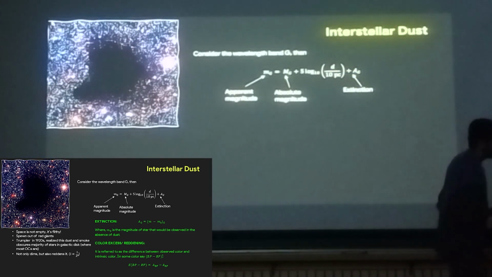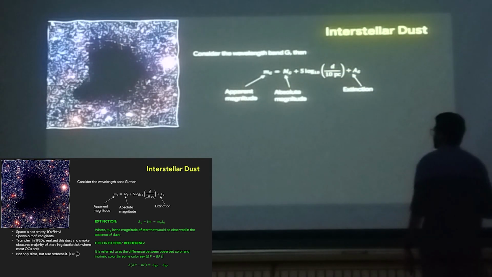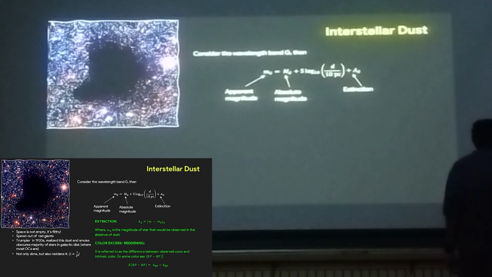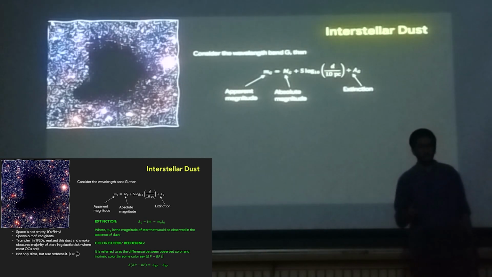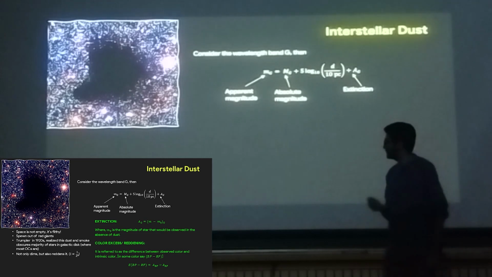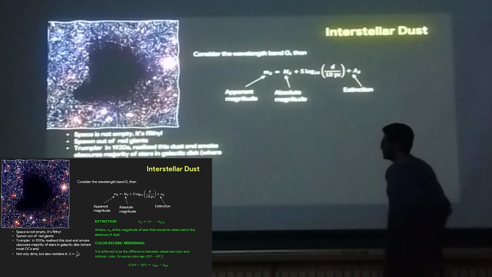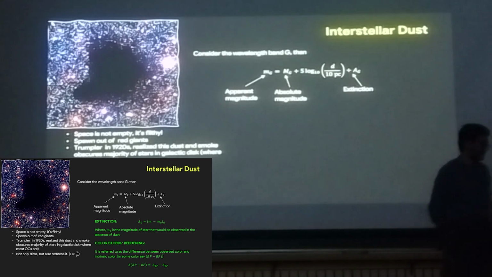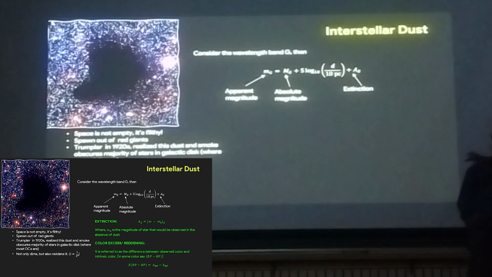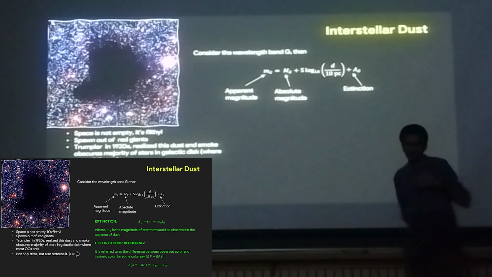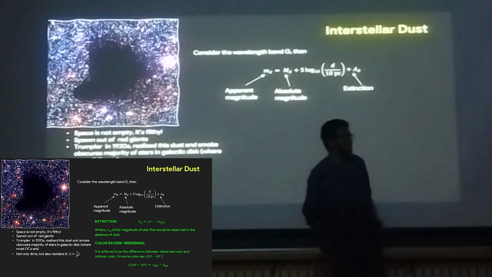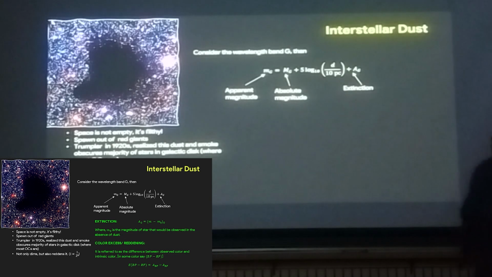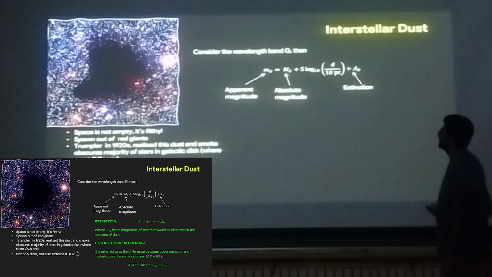Extinction just refers to the dimming of starlight due to interstellar dust. You see, space is not empty; it's filled. It's very filthy. So if this filthy dust were compressed to the density of air, then it wouldn't be visible. It's so filthy. And this is a photo of the famous Barnard 68 dark nebula.